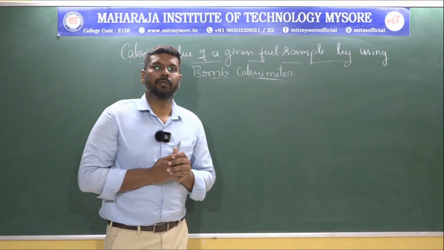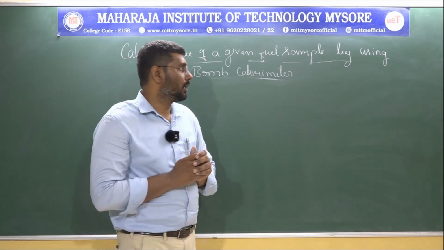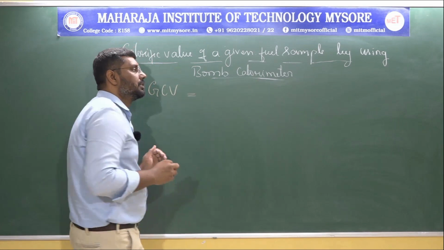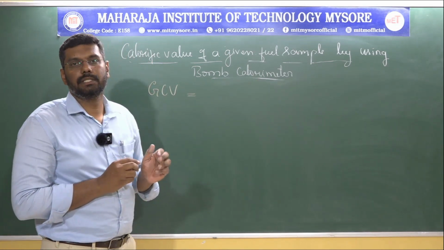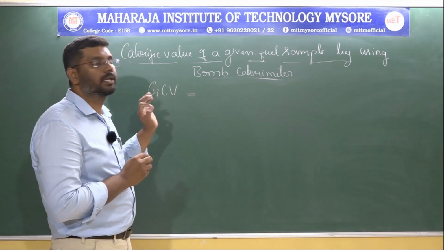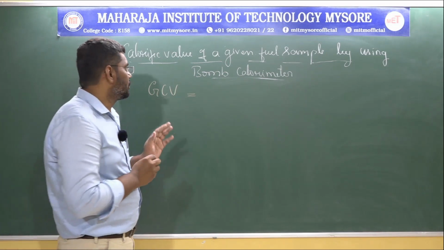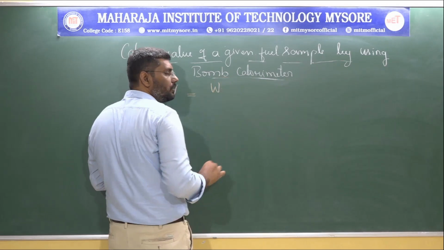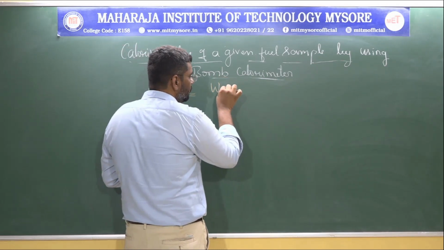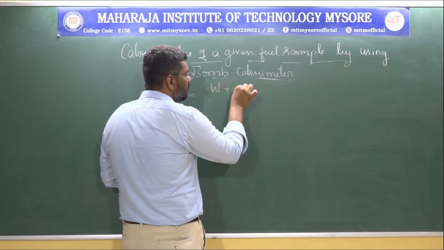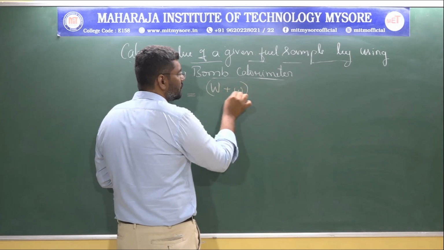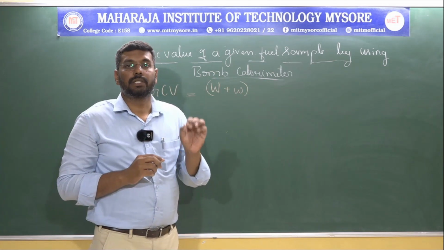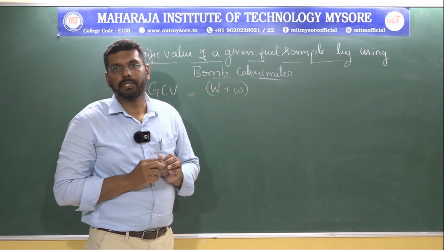What do you mean by GCV and what do you mean by NCV? Now we shall come to an expression to calculate GCV, the gross calorific value. To calculate that, we consider W plus small w. So what does this W mean? It is nothing but the mass of the water which is taken inside the calorimeter.